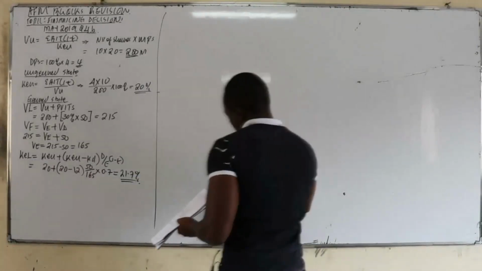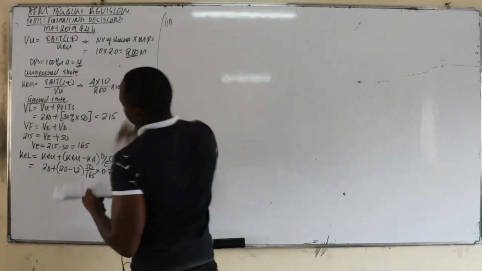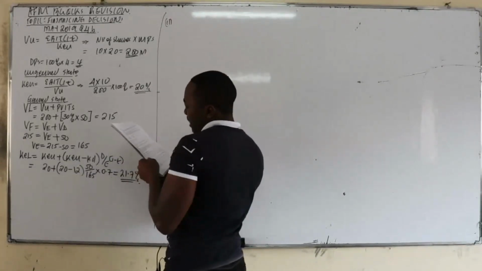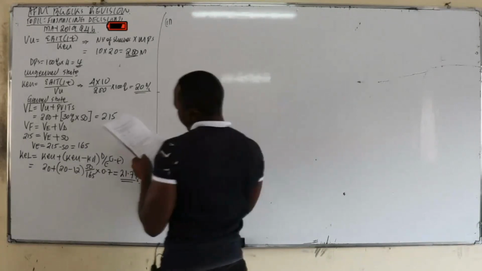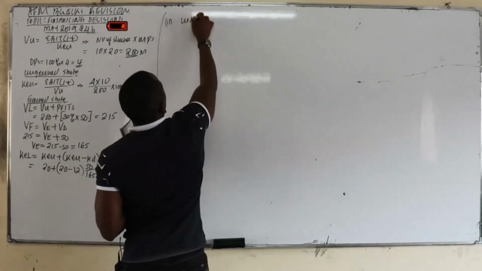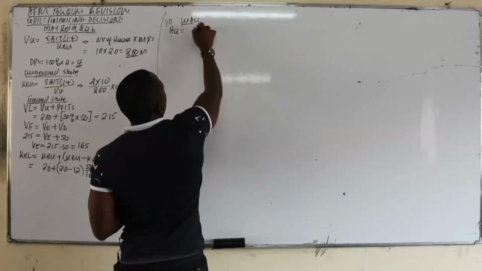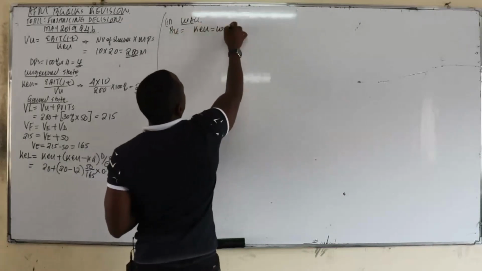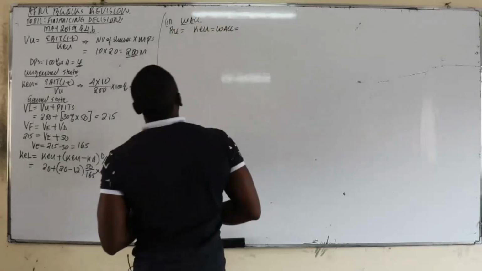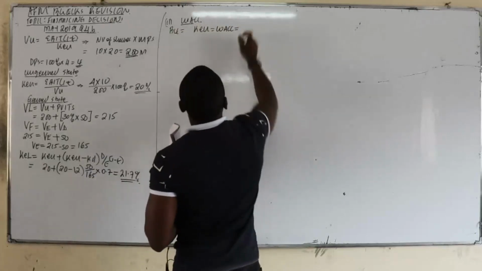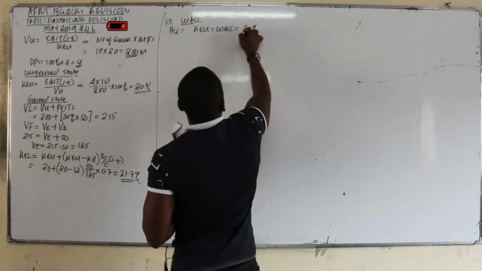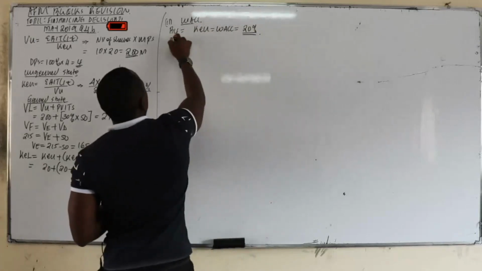Number 2 of the question. The weighted average cost of capital before and after. Before, that's the ungeared state. The cost of equity of the ungeared firm is the same as WACC. Therefore, how much is the WACC before? 20%.